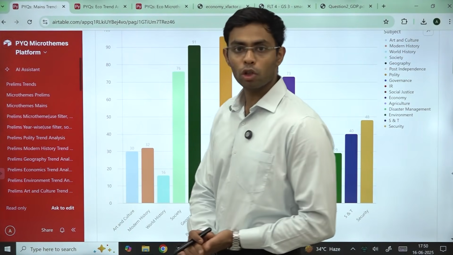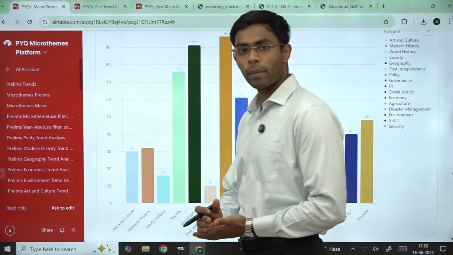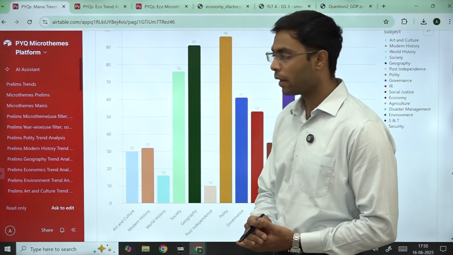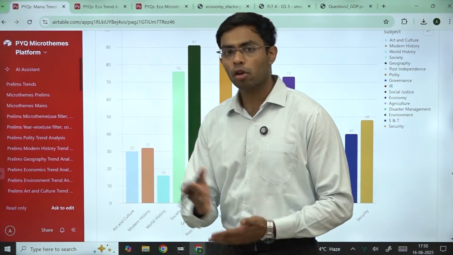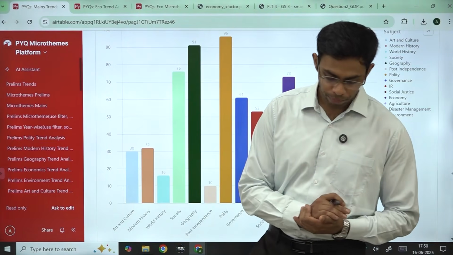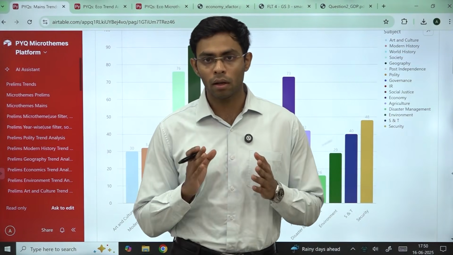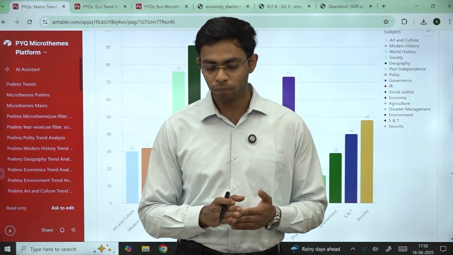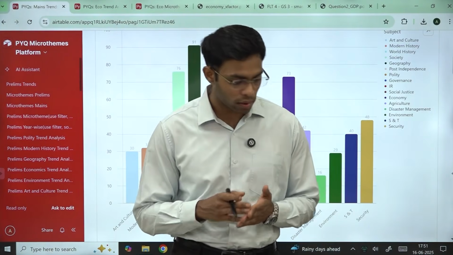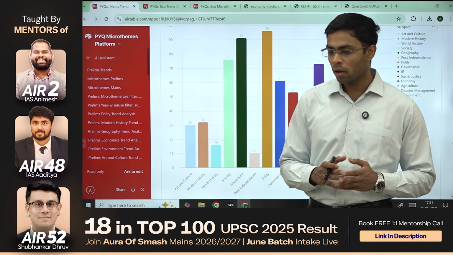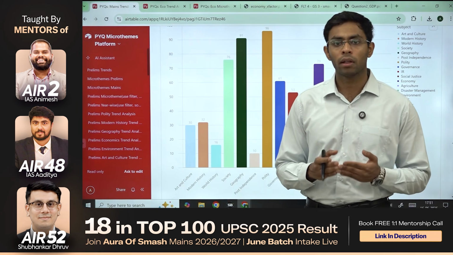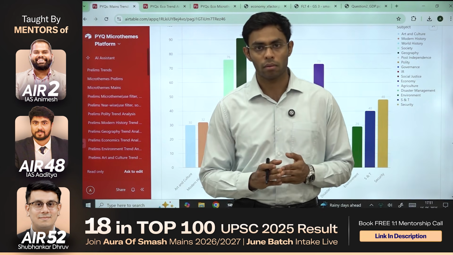So today we'll talk about the GS3 paper by dividing it into few parts, right? So the first part of the GS3 paper is obviously economics. The whole nature of this paper is sort of economical, right? GS3 is a slightly technical paper. It is different from GS2 in the sense that in GS3 you will have to rely more on giving credibility to your points, right?